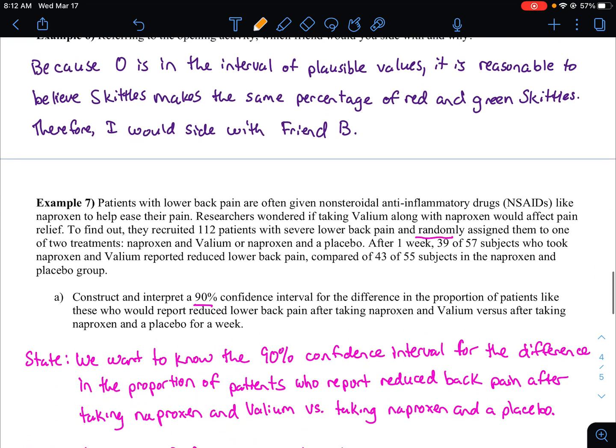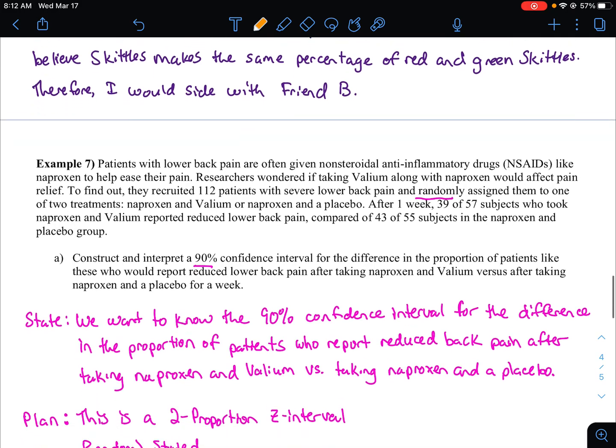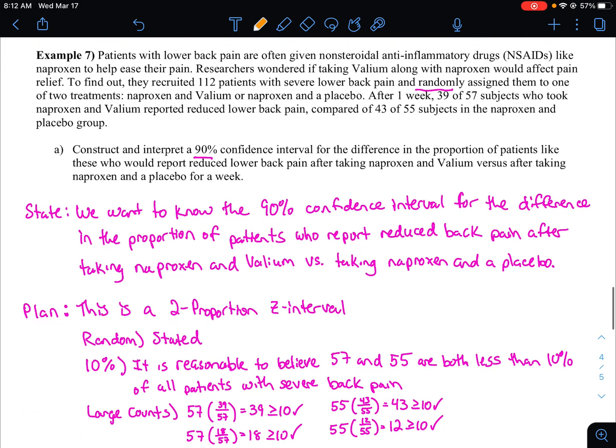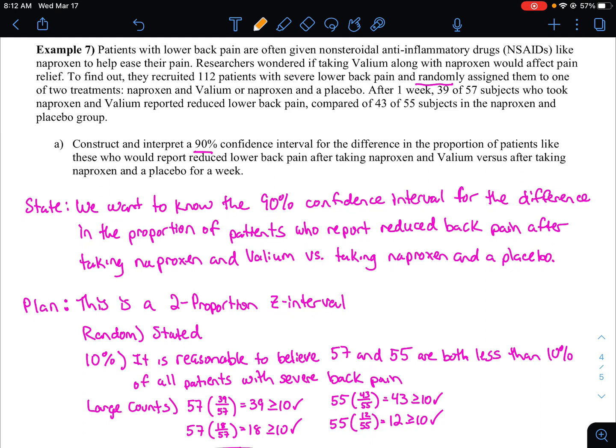So here in the state portion, we want to know the 90% confidence interval for the difference in proportion of patients who report reduced back pain after taking naproxen and Valium versus taking naproxen and a placebo. Take the question, turn it into a sentence. Okay. In the plan phase, this is a 2 proportion Z interval. It's stated that this was random. Okay. And we also know that they were independent of one another since they are in 2 separate groups.